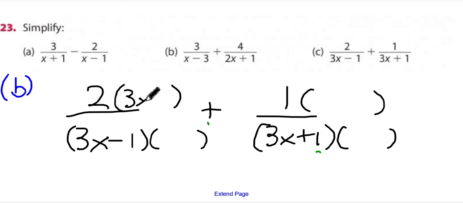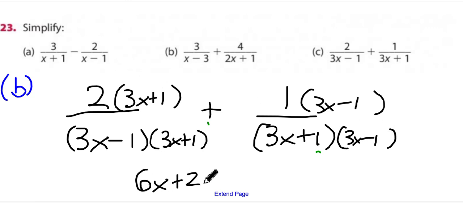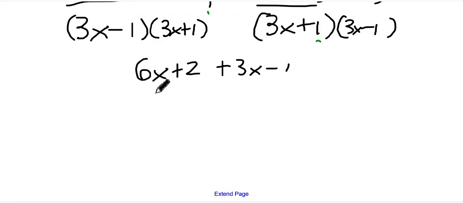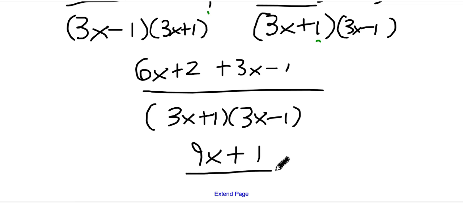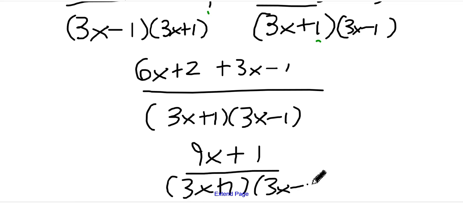Yeah, 3x plus 1. 3x plus 1. 3x minus 1. 3x minus 1. I think I'm going to get 6x plus 2 on top here. And then I'm going to get 3x minus 1. All divided by 3x plus 1, 3x minus 1, or the other way around. Add them all together. 9x plus 1 on top. 3x plus 1 and 3x minus 1. And you're done.